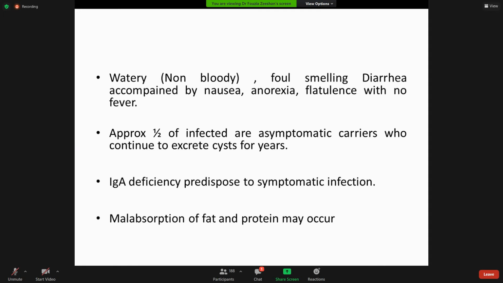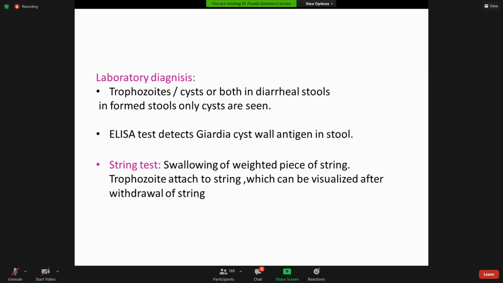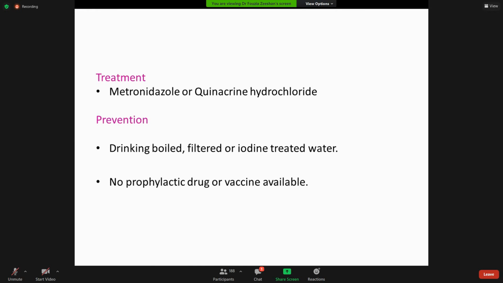Laboratory diagnosis: I have told you that ELISA detects Giardia cyst wall antigen in stool, the string test detects trophozoites, and cysts are seen in both. Treatment involves metronidazole or quinacrine hydrochloride. Prevention, again, is universal: infection control practices. Boiled water should be drunk. Hand hygiene should be practiced, and there is no prophylactic drug or vaccine available.